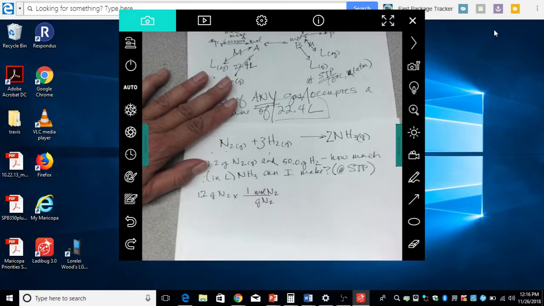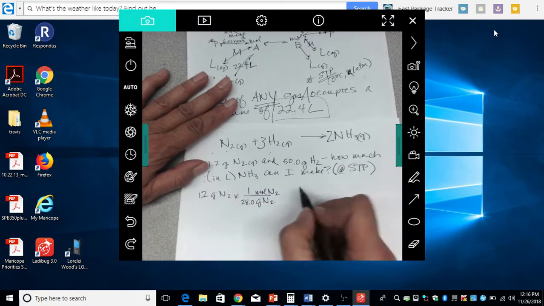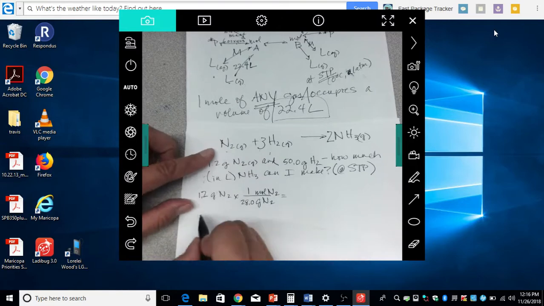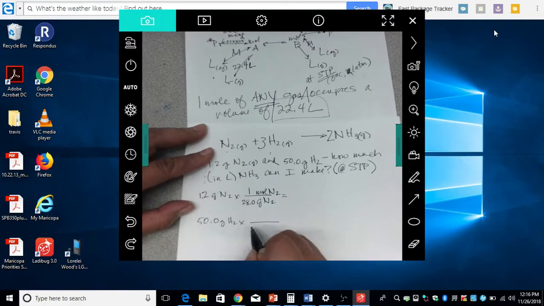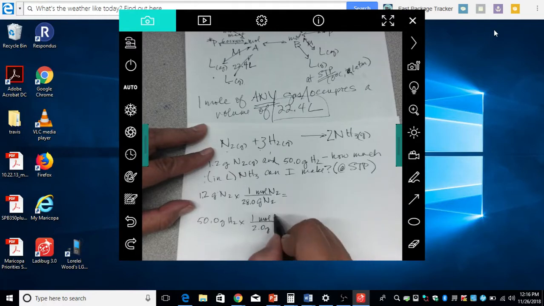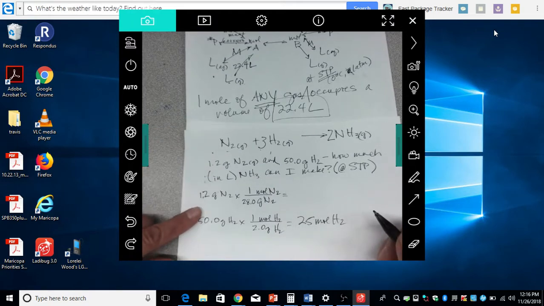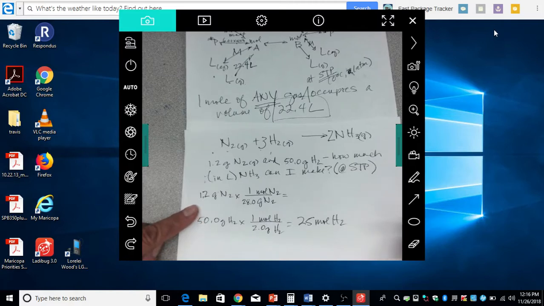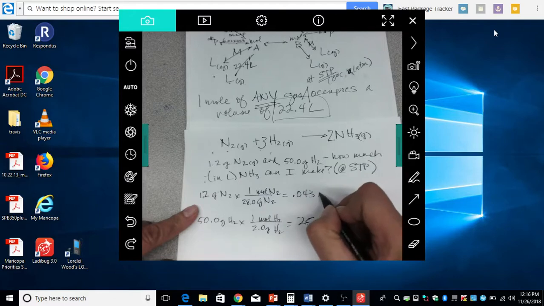See, nitrogen weighs 14 grams per mole, and there's 2 of them, remember? So that's 28 grams per mole. And then I got 50 grams of hydrogen, and hydrogen is only 2 grams per mole. So what's 1.2 divided by 28? 0.043. So that's your limiting reagent.